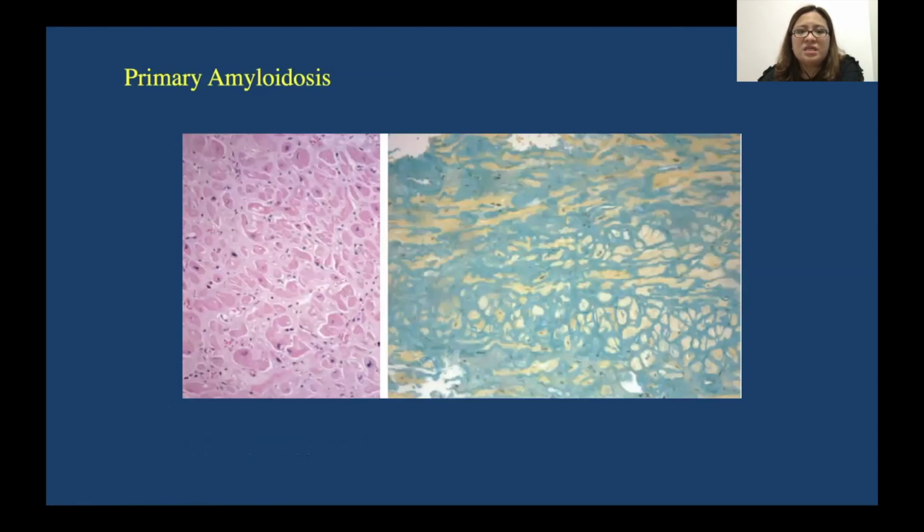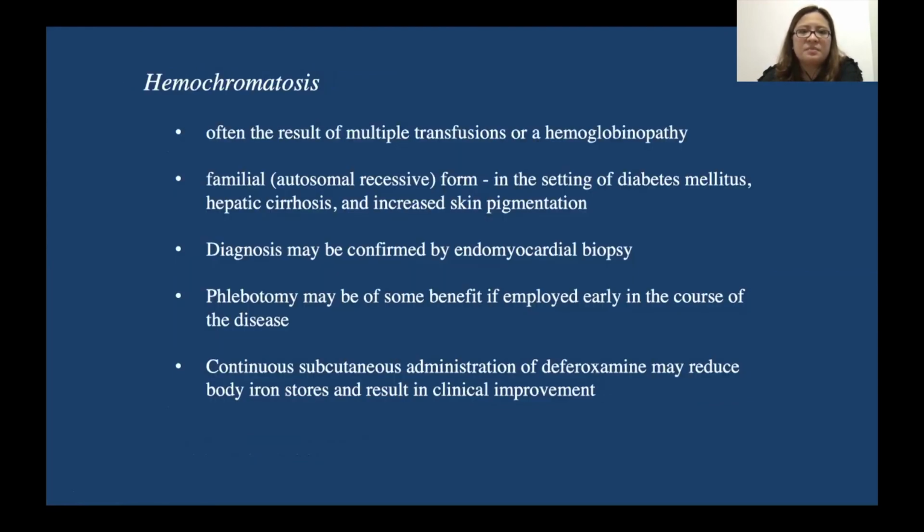So this is the histopathology of a patient with primary amyloidosis. As you can see, there is infiltration of amyloid in between the myocytes.